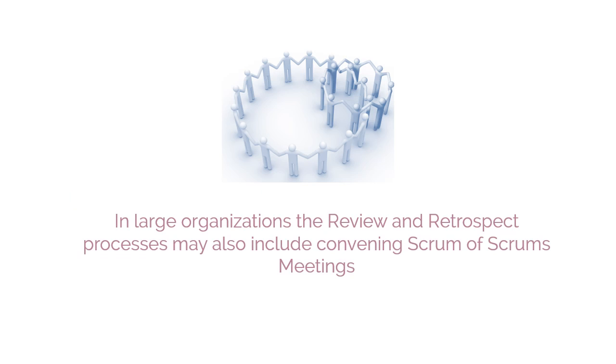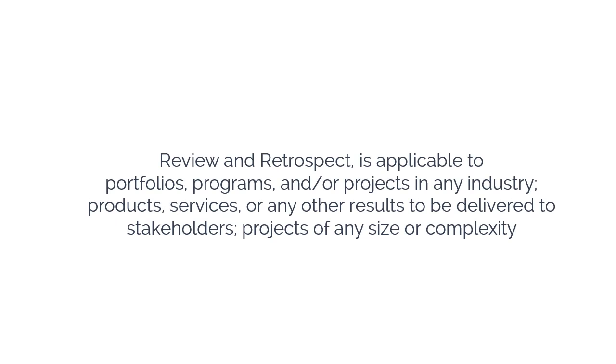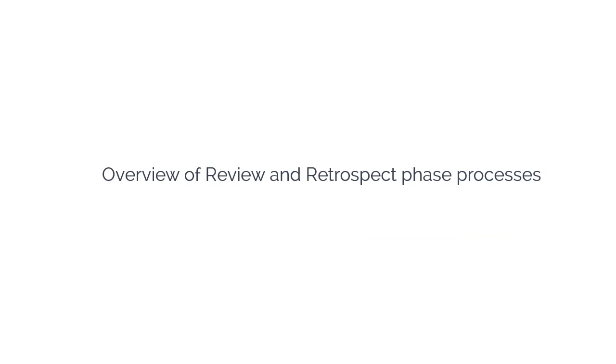In large organizations, the review and retrospect processes may also include convening Scrum of Scrums meetings. Review and retrospect, as defined in A Guide to the Scrum Body of Knowledge, or SBOK Guide, is applicable to portfolios, programs, and/or projects in any industry, products, services, or any other results to be delivered to stakeholders, and projects of any size or complexity.